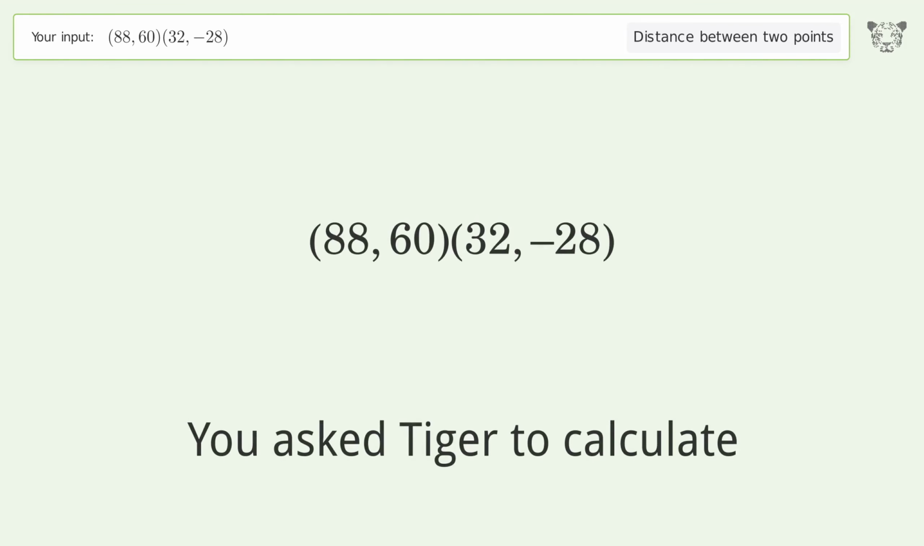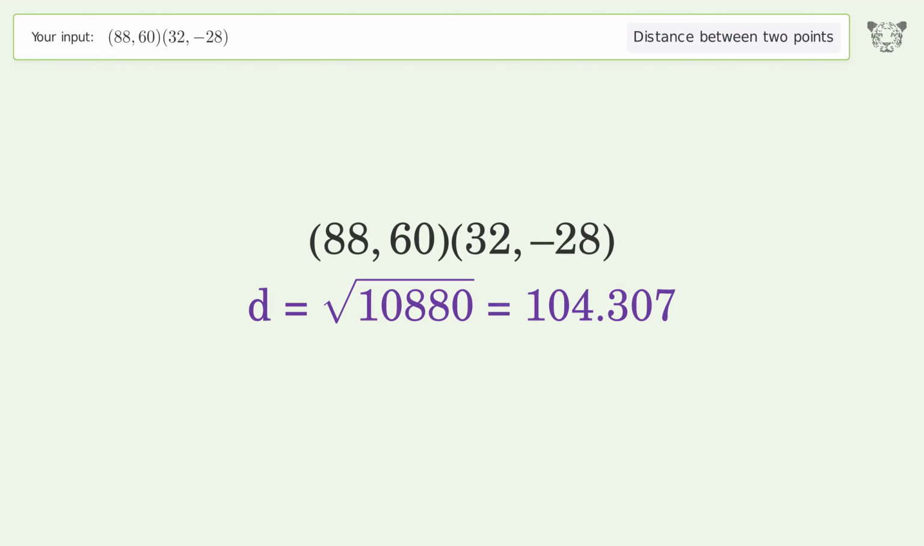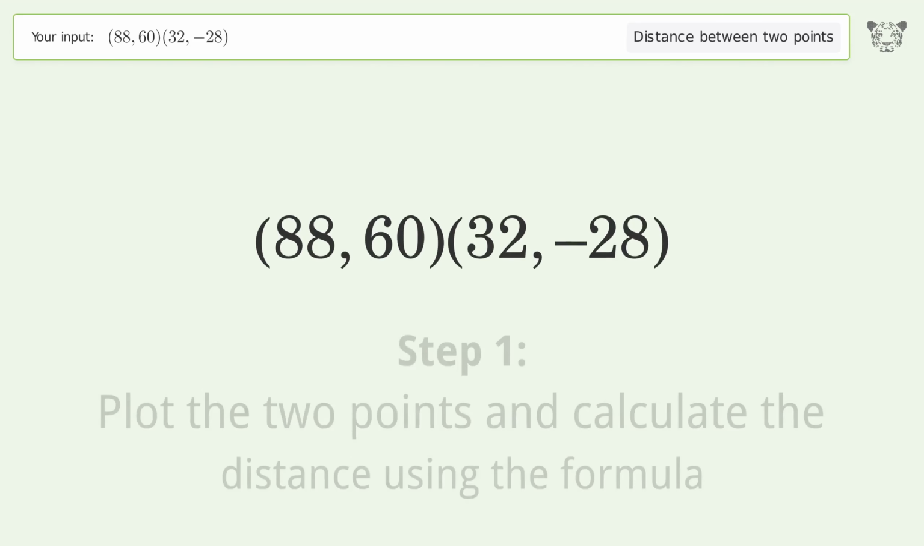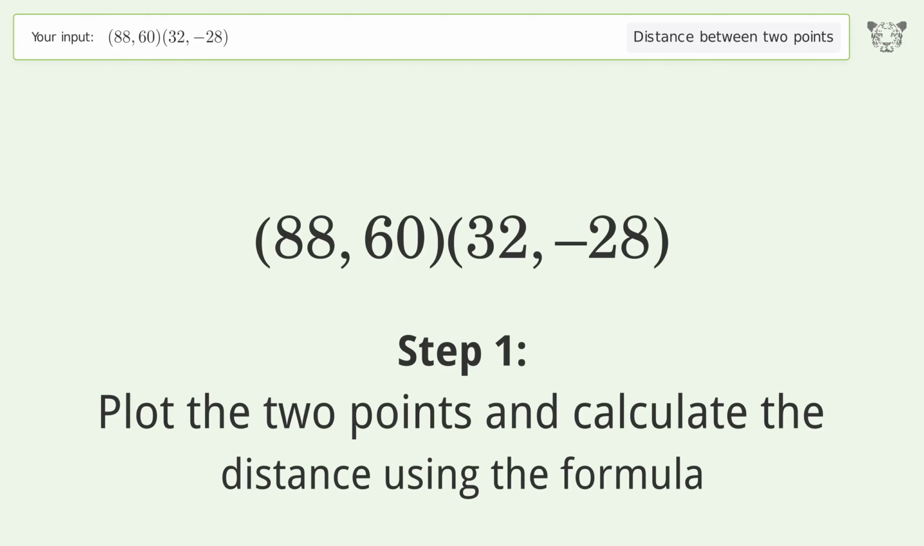You ask Tiger to calculate. This deals with the distance between 2 points. The distance between the 2 points is the square root of 10,880, or 104.307. Let's solve it step by step. Plot the 2 points and calculate the distance using the formula.